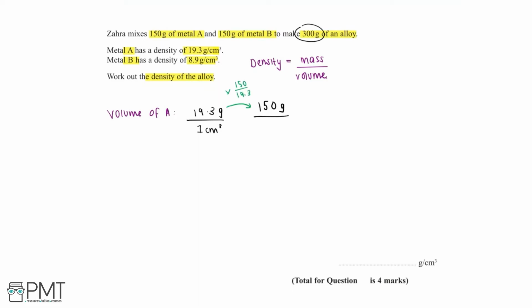And we have to do the same to both sides. And so we can say that in 150 grams of metal A, we have a volume of 7.772020725 centimeters cubed. Now let's move on to finding the volume of B.